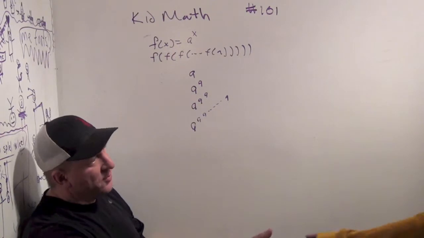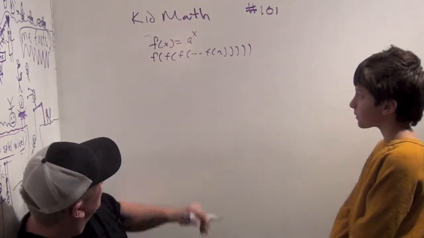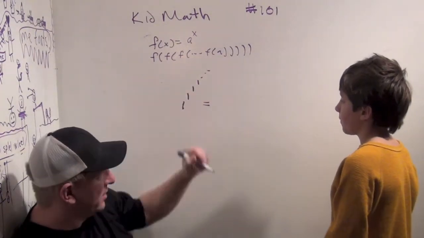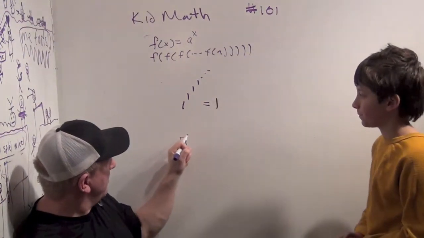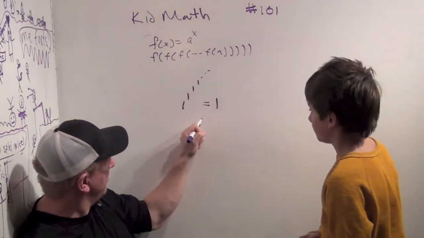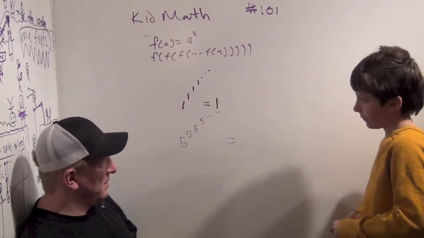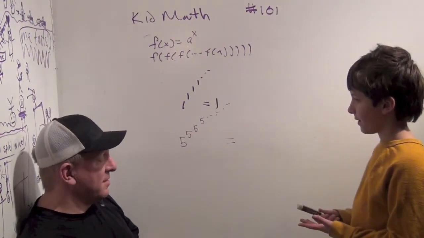But this doesn't always work. You can imagine, let's take two simple examples. 1 to the 1 to the 1 to the 1 all the way up is going to equal what? 1. And how about something like 5 to the 5 to the 5 to the 5 all the way up? It's going to equal a really large number. To infinity. Looks like it'll be infinity.